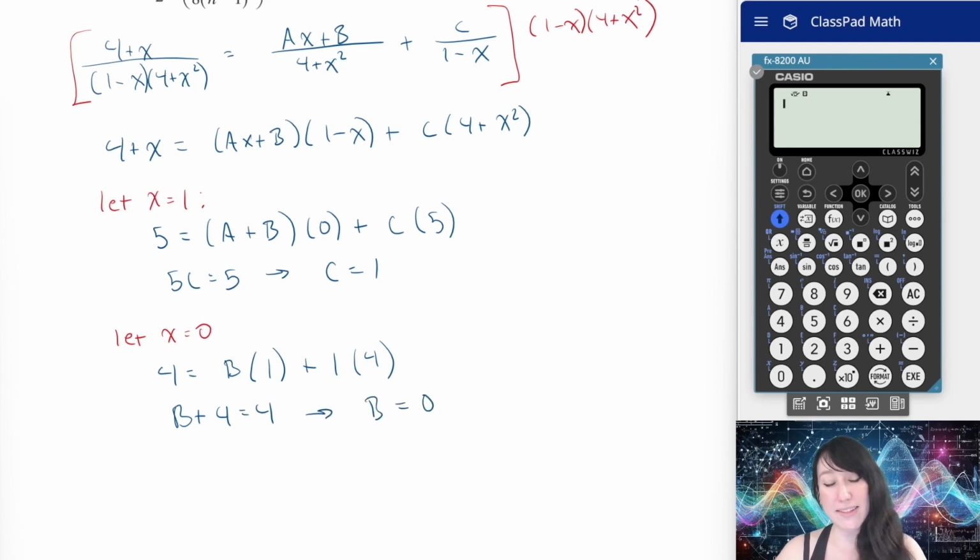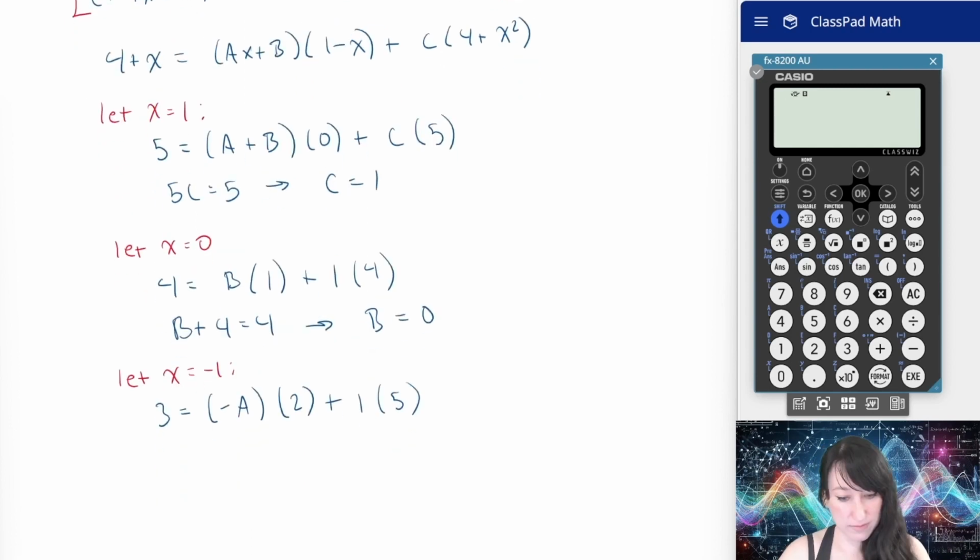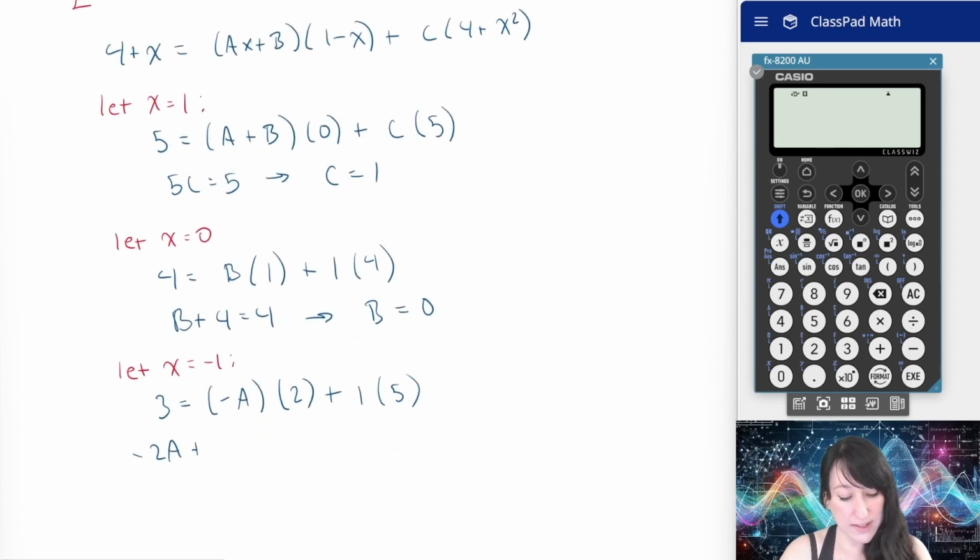I'll pick another number for x, perhaps x equals negative 1. The left-hand side will be 4 minus 1. The right-hand side will have a times negative 1, so negative a plus b, which is 0, times 1 minus negative 1, which is 2, plus c, which is 1, times 4 plus negative 1 squared, which is 5. So we get negative 2a plus 5 equals 3. So we get a is 1.